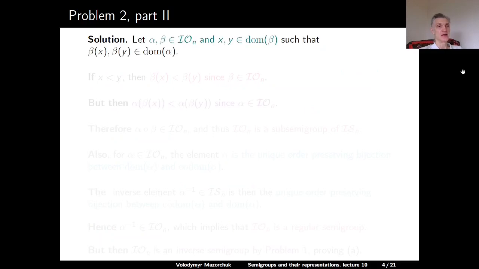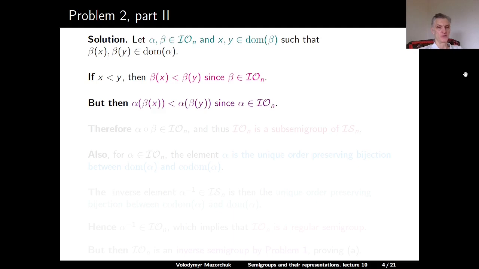Solution. Let alpha and beta be two elements of ION, and x and y be two elements in the domain of beta, such that beta of x and beta of y belong to the domain of alpha. If x is smaller than y, then beta of x is smaller than beta of y, because beta is assumed to be an element in ION, so it preserves the order. But then, alpha of beta of x is smaller than alpha of beta of y, because alpha is an element in ION, so it also preserves the order.